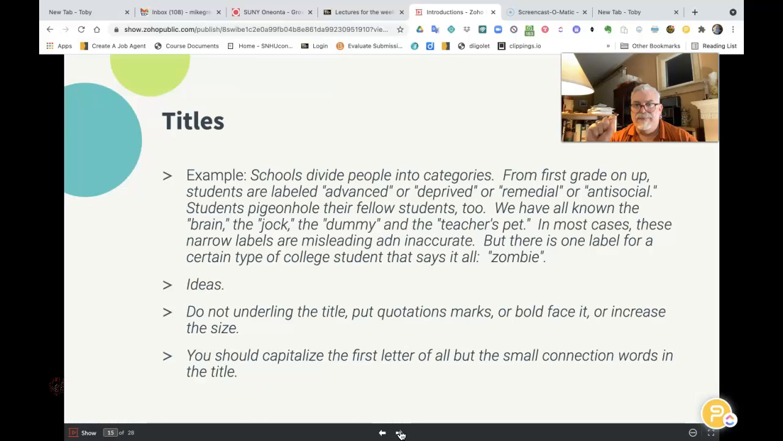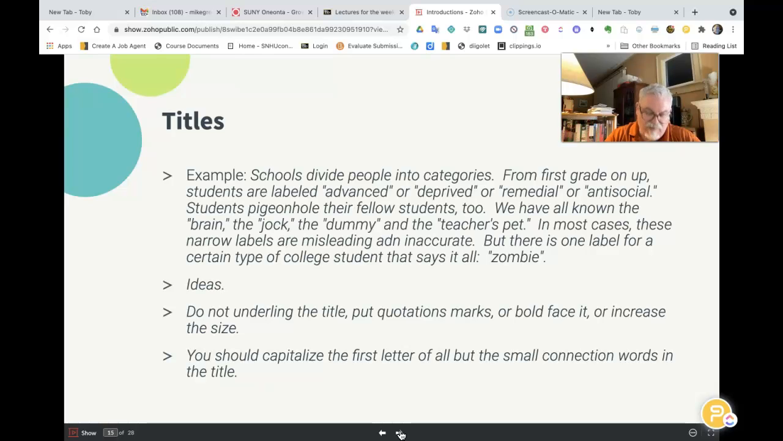Now, you're already thinking, what? What is a zombie? Well, I don't know. And he's going to tell you what it is, but he hasn't yet. So from that, you could think of some possible titles for what this work might be. The new college student, the zombie. I know a zombie is a drink. So, think of some ideas of what you might call something like this.